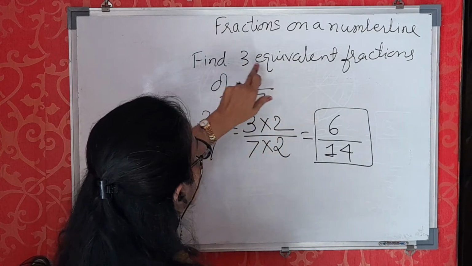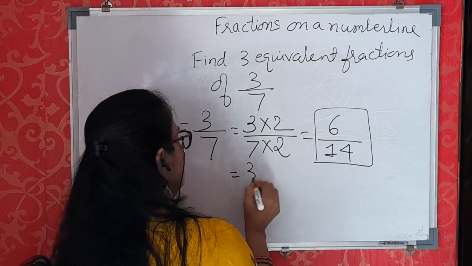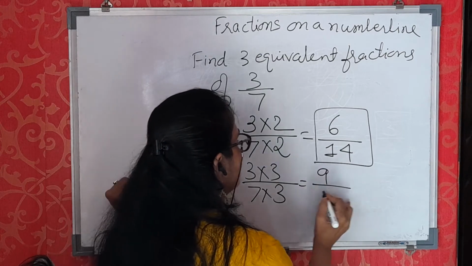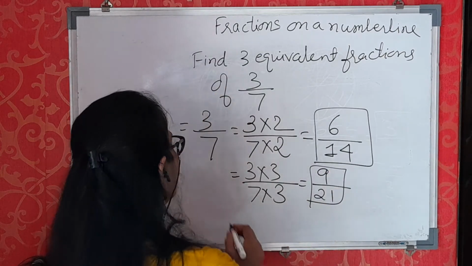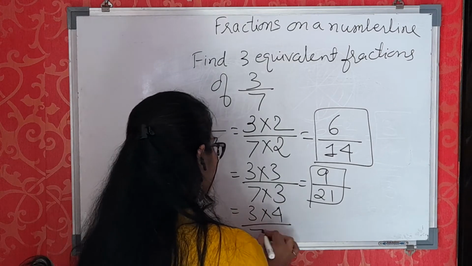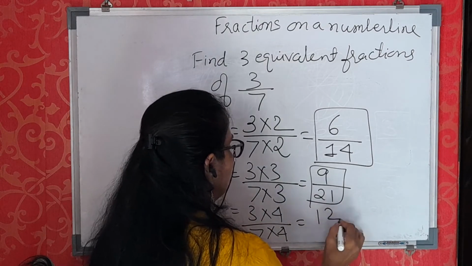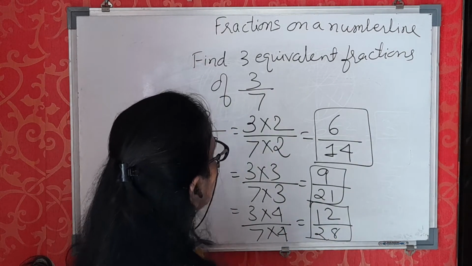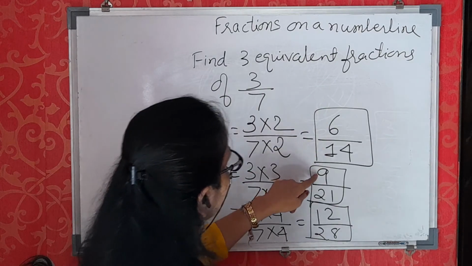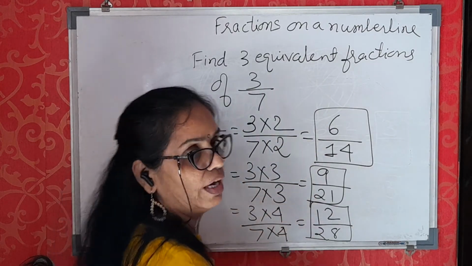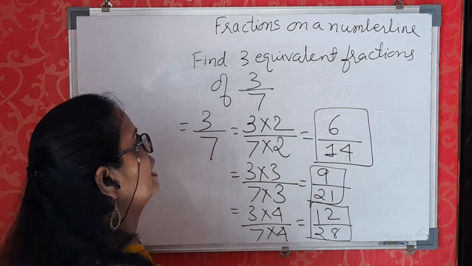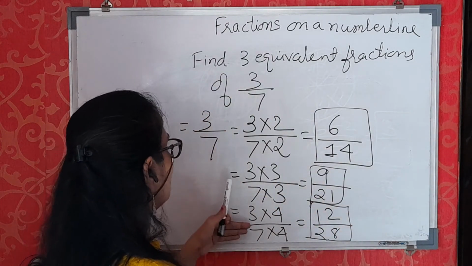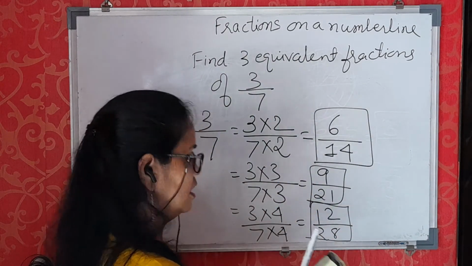But it is asked to find 3. So now 2 is done. 3 3s are 9, 7 3s are 21, so it is 9 upon 21. One more: 3 4s are 12, 7 4s are 28, so it would be 12 upon 28. So what are the 3 equivalent fractions of 3 upon 7? They are 6 upon 14, 9 upon 21 and 12 upon 28. So this way you are finding the equivalent fractions. If more than 3 are needed, continue multiplying by 5, 6, 7 and so on.